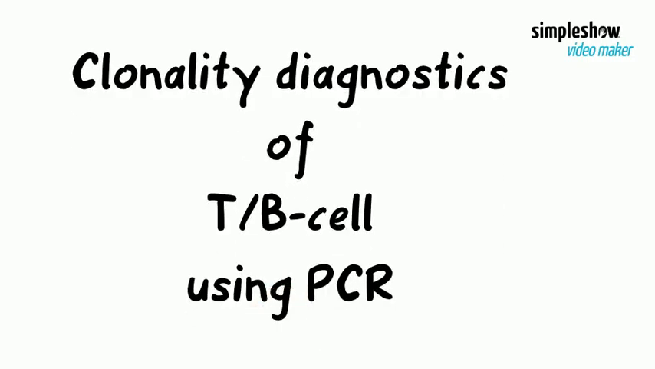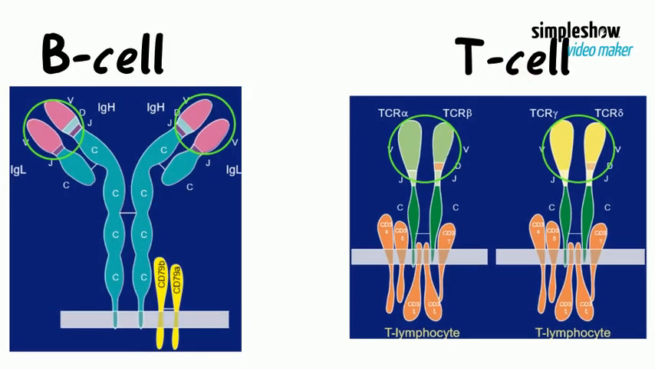Hello everyone, for this web lecture we are going to talk about the clonality diagnosis of the T-cell and the B-cell by using PCR. Lymphocytes are white blood cells. We are going to look at the T-cells and the B-cells. These two cells are a part of the immune response. Left we can see the B-cell receptor and right the T-cell receptor.